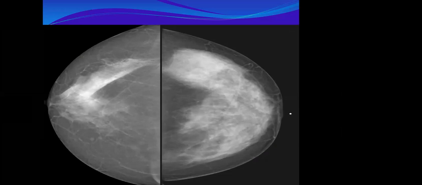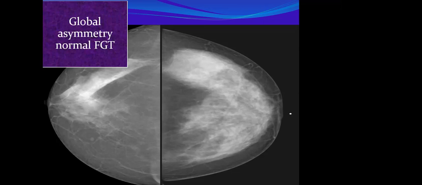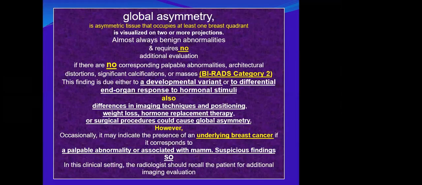Representing what? It could represent fibroglandular tissue. Yes, you are right. Excellent. So this is global, this is normal fibroglandular parenchyma since there are no associated suspicious findings, and it was stable on follow-up mammography.